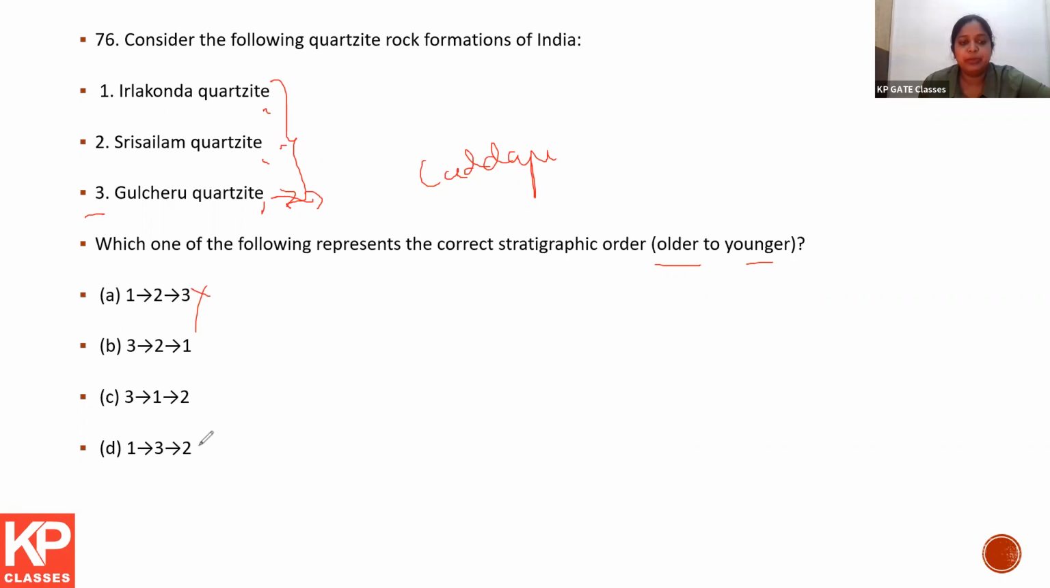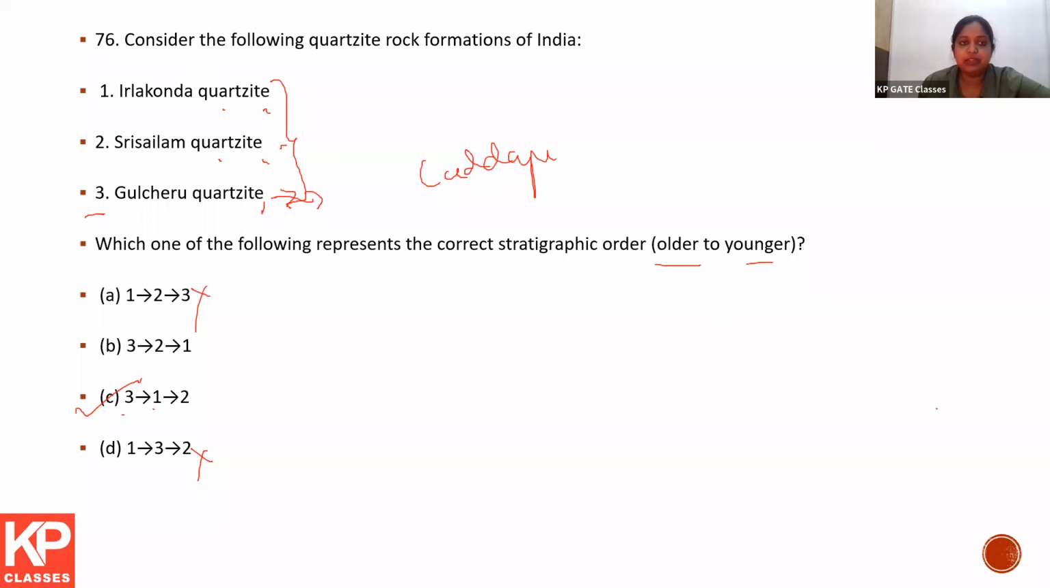So that will eliminate option 1, and option A and option D. Now when it comes to Srisailam and Irlakonda, Srisailam is one of the youngest quartzites. So the right option, I feel, will be 3, 1 and 2.